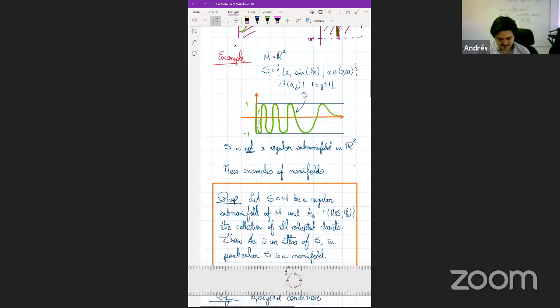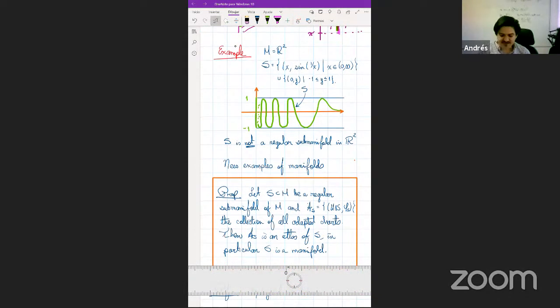Now, what you expect is exactly what's going on. A regular submanifold is a manifold itself. So this way we will have more and more examples of manifolds, as we will see later in the class. Okay, so I have S, a regular submanifold. Remember that this is only one condition, that at every point you have some requirements. It's a local condition for this.